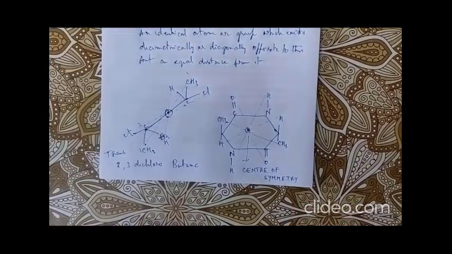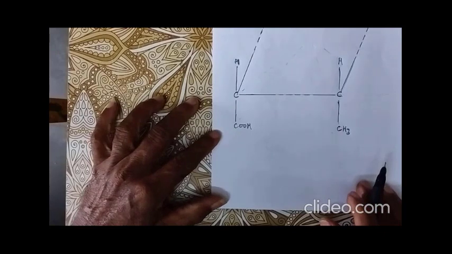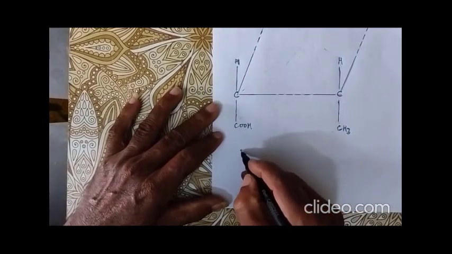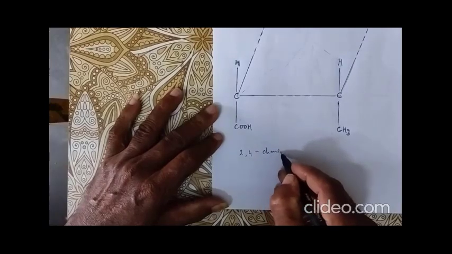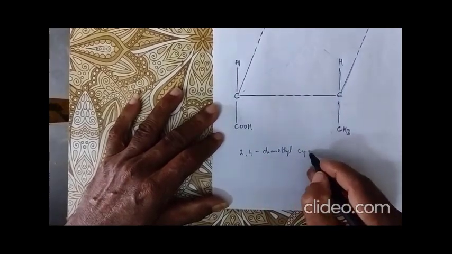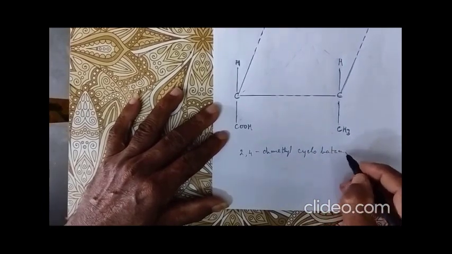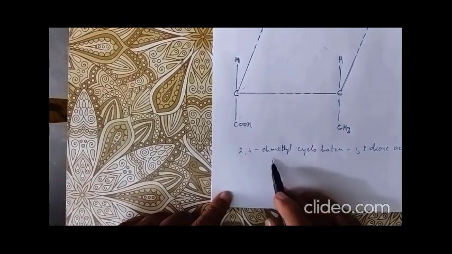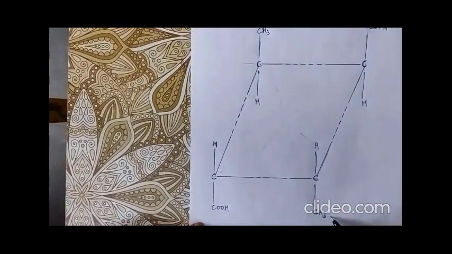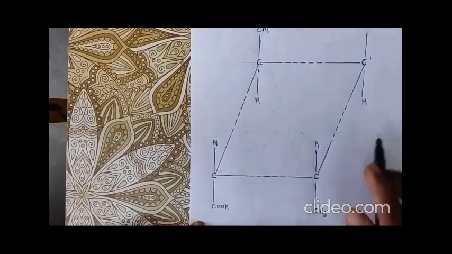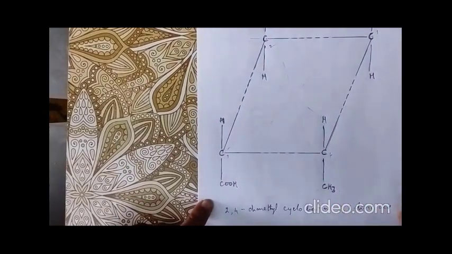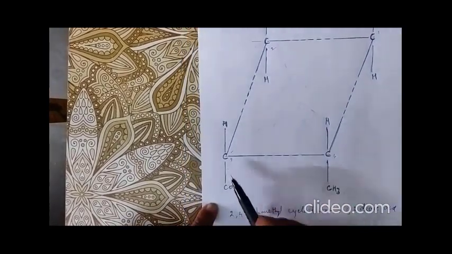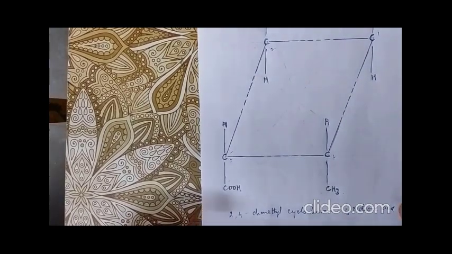Center of symmetry or inversion center can be explained by taking an example of a molecule. This molecule is 2,4-dimethylcyclobutane-1,3-dioic acid. So here this is one methyl group, this is one methyl group. If we give the numbering from this side, this is number 1 carbon, number 2 carbon, number 3, and number 4 carbon. So methyl groups are present on 2nd and 4th carbons, and carboxylic acid groups are present on 1st and 3rd carbon atoms. So what is the center of inversion?